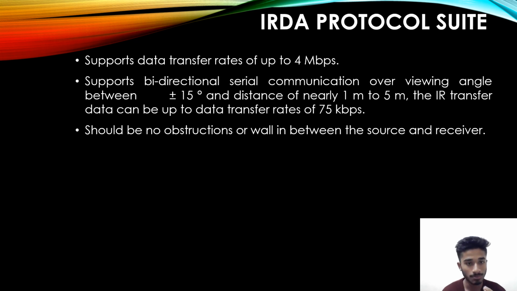The next point is there should be no obstructions or walls between the source and the receiver. For example, if you're gonna operate your TV using a remote, you have to point the remote directly at the TV. If there is an obstruction, like a wall or something else, the infrared rays from the remote won't be able to communicate with the TV. So there should be no obstructions or walls between the source and the receiver. So let's move on to the next slide.